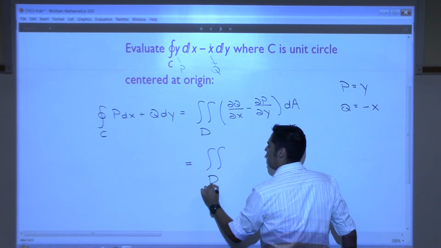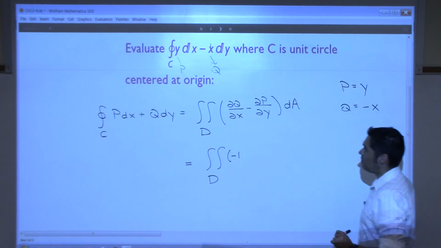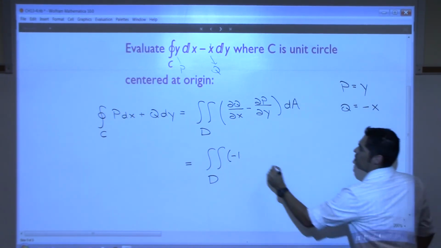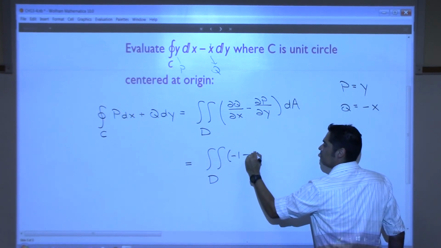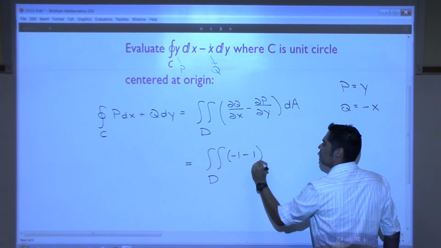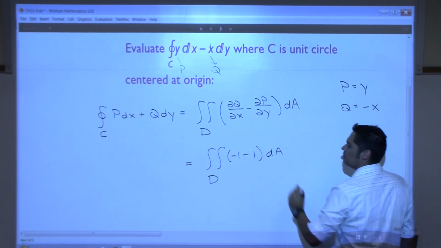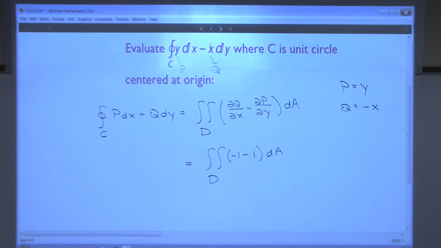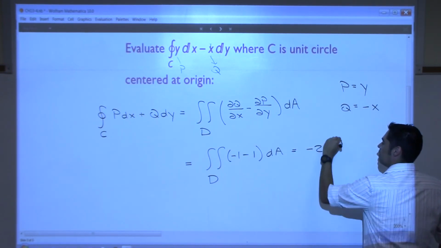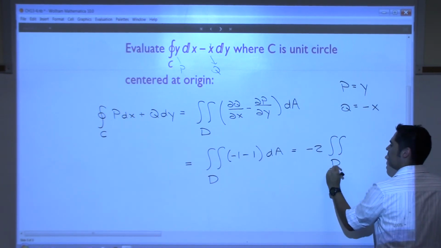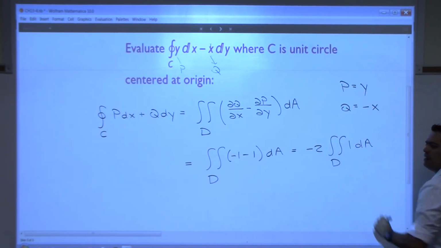So check it out. Boom, boom, D, right? This is negative 1. And then minus the partial of P with respect to y, which is 1. So minus 1, dA. You all good? Which is negative 2 double integral over D of 1 dA, right? You okay with this? Anybody know what that is?